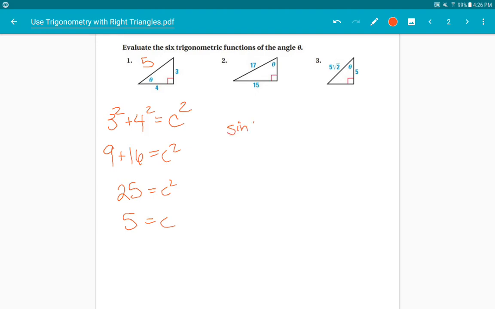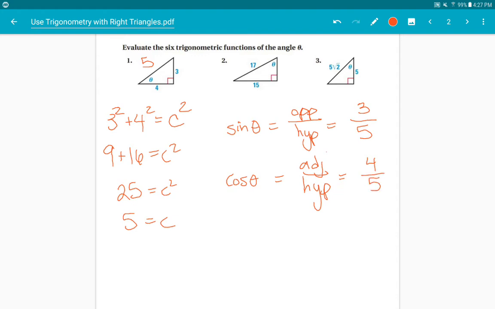So let's start with sine. What is the sine of the angle theta? If you remember, or you should have it in your notes, sine of theta is opposite over the hypotenuse. So that's going to give me 3 over 5. Cosine theta is going to be the adjacent over the hypotenuse, so that's 4 over 5. Tangent is opposite over adjacent. In that triangle, opposite is 3, adjacent is 4, so we get 3/4.